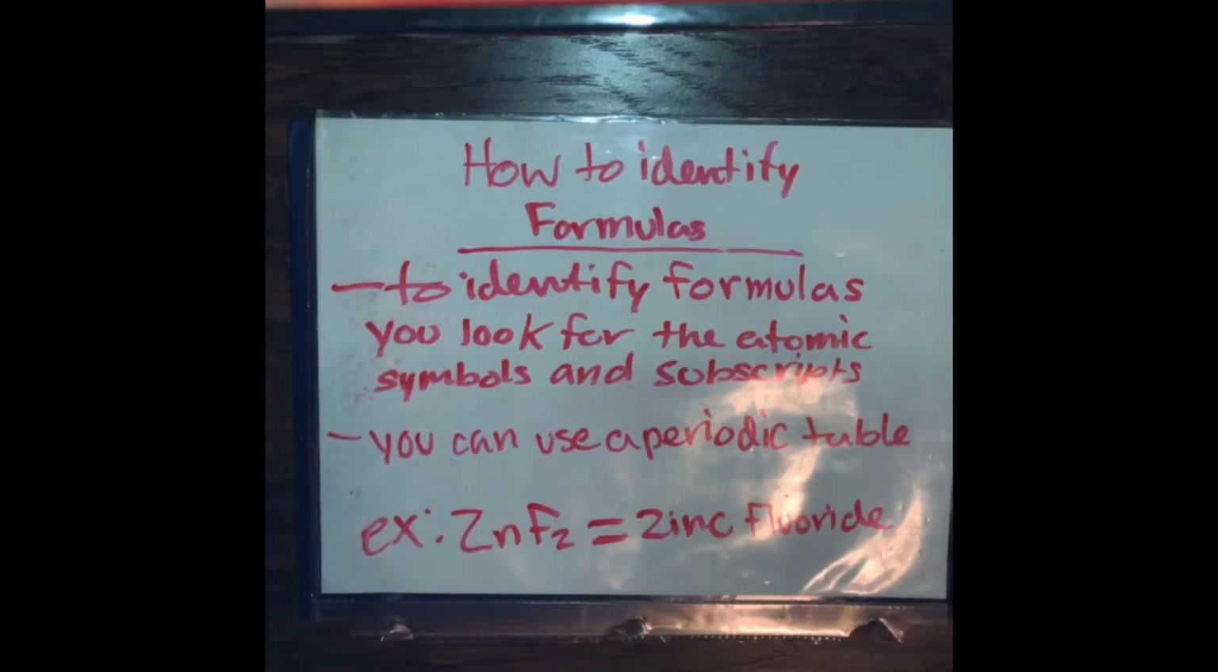How to identify formulas. To identify formulas, you look for the atomic symbols and subscripts. You can use a periodic table. For example, ZnF2 is zinc fluoride.